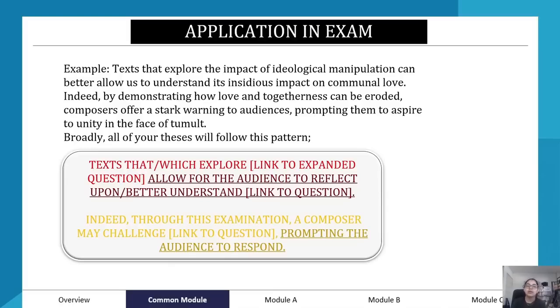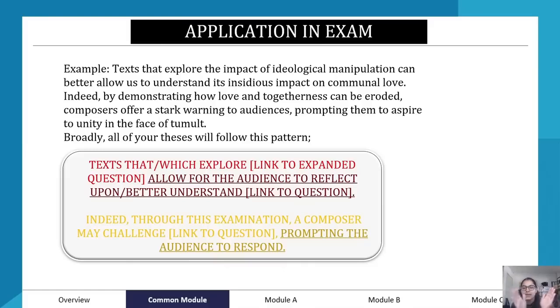So texts that explore the impact of ideological manipulation can better allow us to understand its insidious impact on communal love. So we're focusing on ideological manipulation as part of the human experience, and we're focusing on love in terms of communal love. Indeed, by demonstrating how love and togetherness can be eroded, composers offer a stark warning to audiences, prompting them to aspire to unity in the face of tumult. And the second sentence is really good in linking the audience impact to the main idea, to the thesis, to what exactly the composer wants us as readers to take away from it.